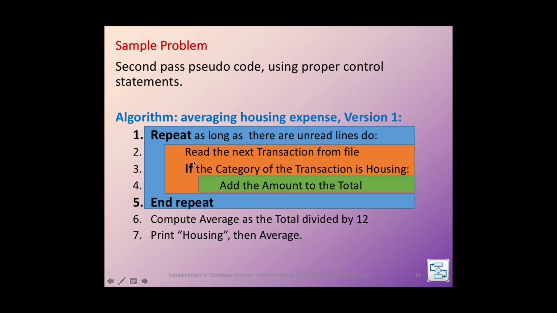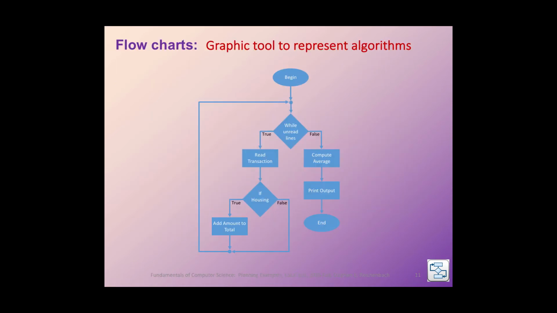As we go around and around, eventually we're going to run out of lines in the file, and this condition will return false. There are no more unread lines. So then it's going to drop to line 5, end the repeat, compute the average as the total divided by 12, and print out the housing average. That was our simple problem represented in pseudocode.